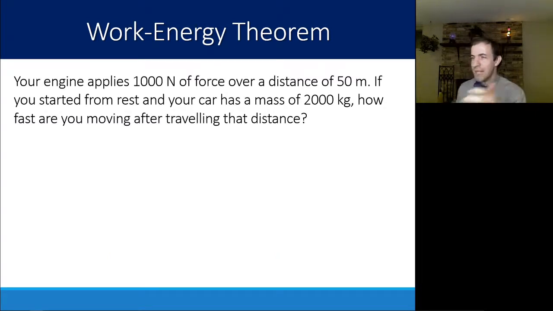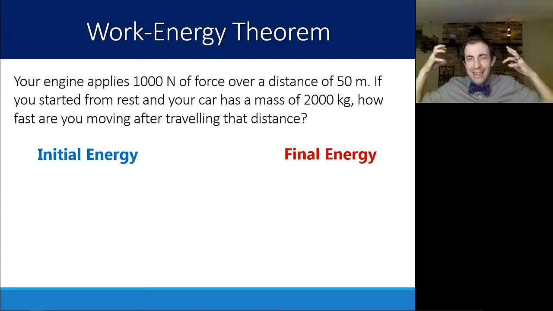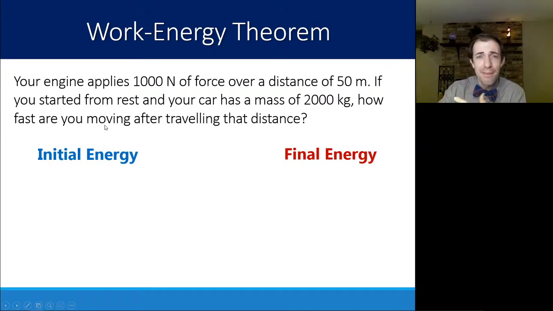Say you have an engine that applies 1,000 newtons of force over a distance of 50 meters. You started from rest and your car has a mass of 2,000 kilograms. How fast are you moving after traveling that distance? This is a classic work energy theorem sort of problem. What I think is useful to frame this is to again think of it as initial energy and final energy. My initial energy, I'm not moving at all. So I say that my initial energy is 0 joules.